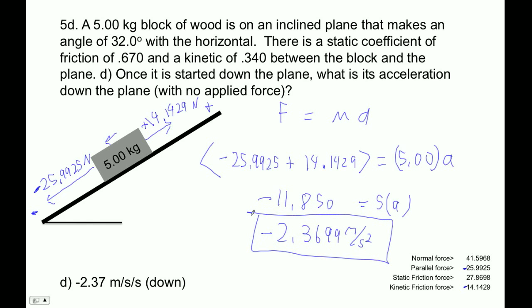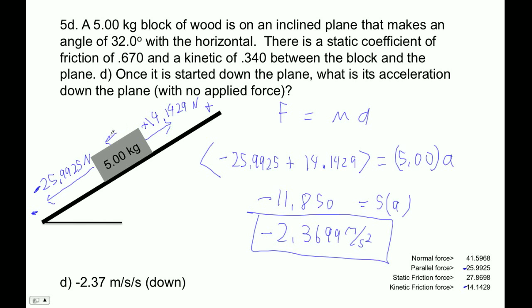And we could later ask all sorts of SUVAT questions about how far up and down the plane it would slide, right? I'm going to store that in E. There we go. Okay, so there it is, right?